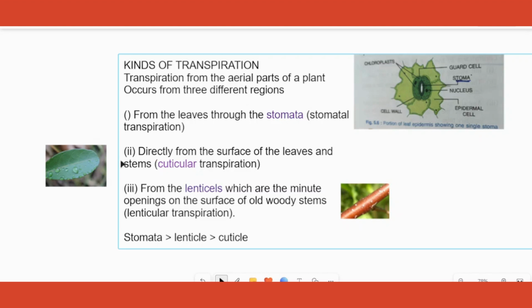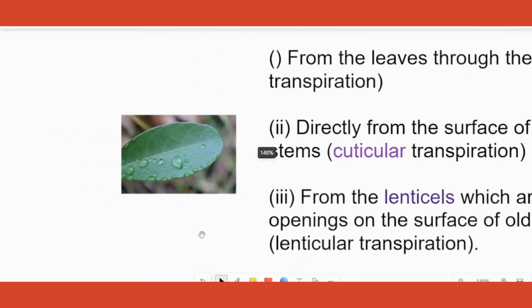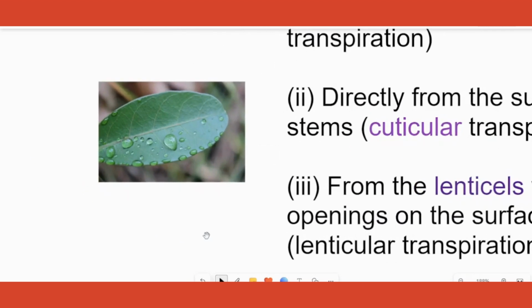Alright, so there are three places from where water is lost, and depending on which region water is lost, it has its names. If the water in the form of water vapor is lost from stomata, you call that stomatal transpiration. If from cuticle, what is cuticle? You have probably looked at some plants, leaves, stems, all those have some kind of waxy feel to it. If you touch a leaf or a stem, that waxy feel is because of this layer called cuticle, and from there water can be lost.